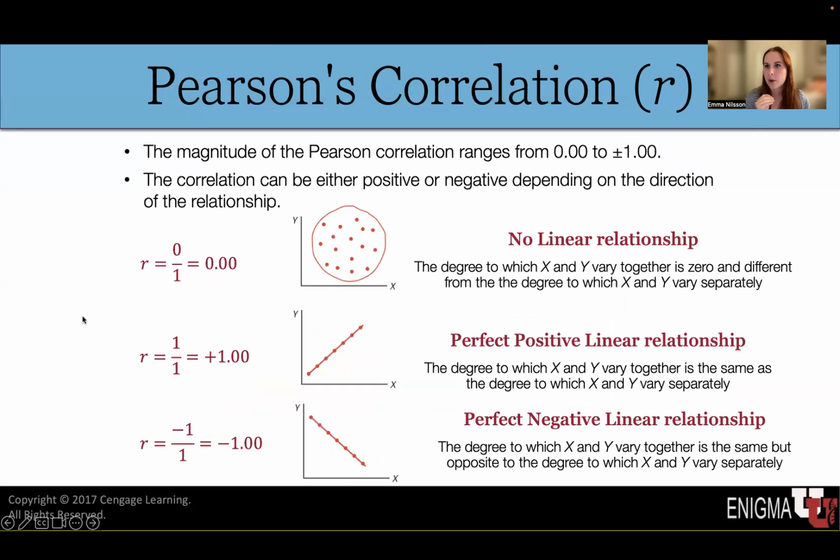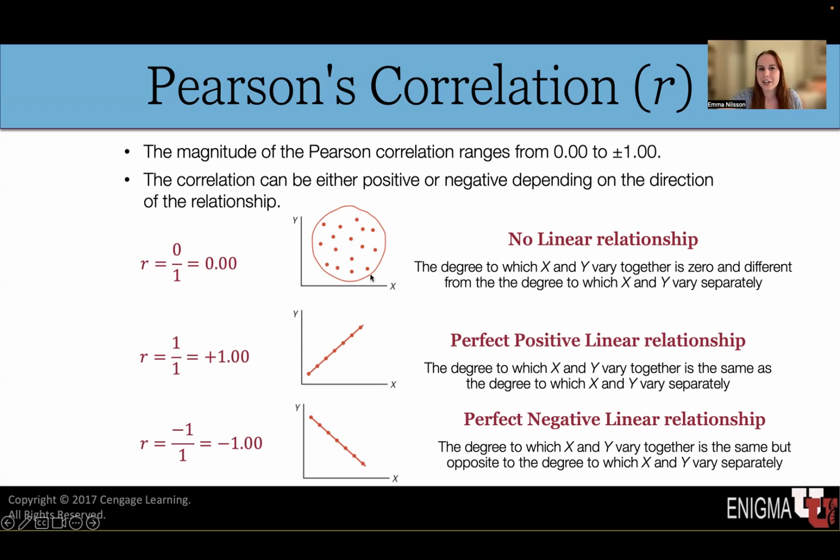Let's talk a little bit about how we interpret Pearson's R. Pearson's R tells us about the strength and direction of a linear relationship. Remember that. The magnitude of Pearson's correlation ranges from 0 to plus or minus 1, and this tells us the strength. A correlation of 0 is a weak non-relationship, whereas a correlation of positive or negative 1 is a perfect correlation. The strength is max. Then the correlation can either be positive or negative depending on the direction of the relationship. A positive Pearson's correlation means a positive relationship, and a negative Pearson's correlation means a negative relationship.